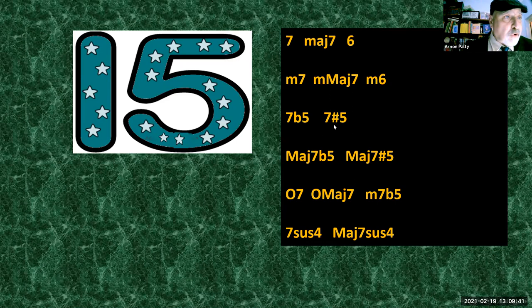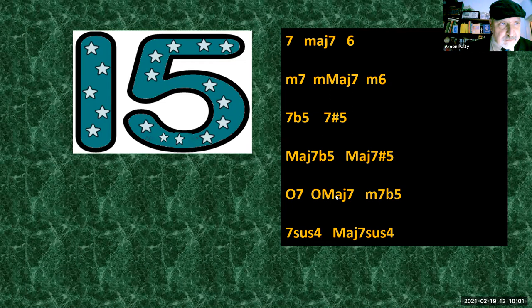derived from the whole tone scale. Major seven flat five, which is Lydian. I'm translating it into scales because that's what we do. Major seven sharp five, Bach's favorite chord. Diminished seven, fully diminished.